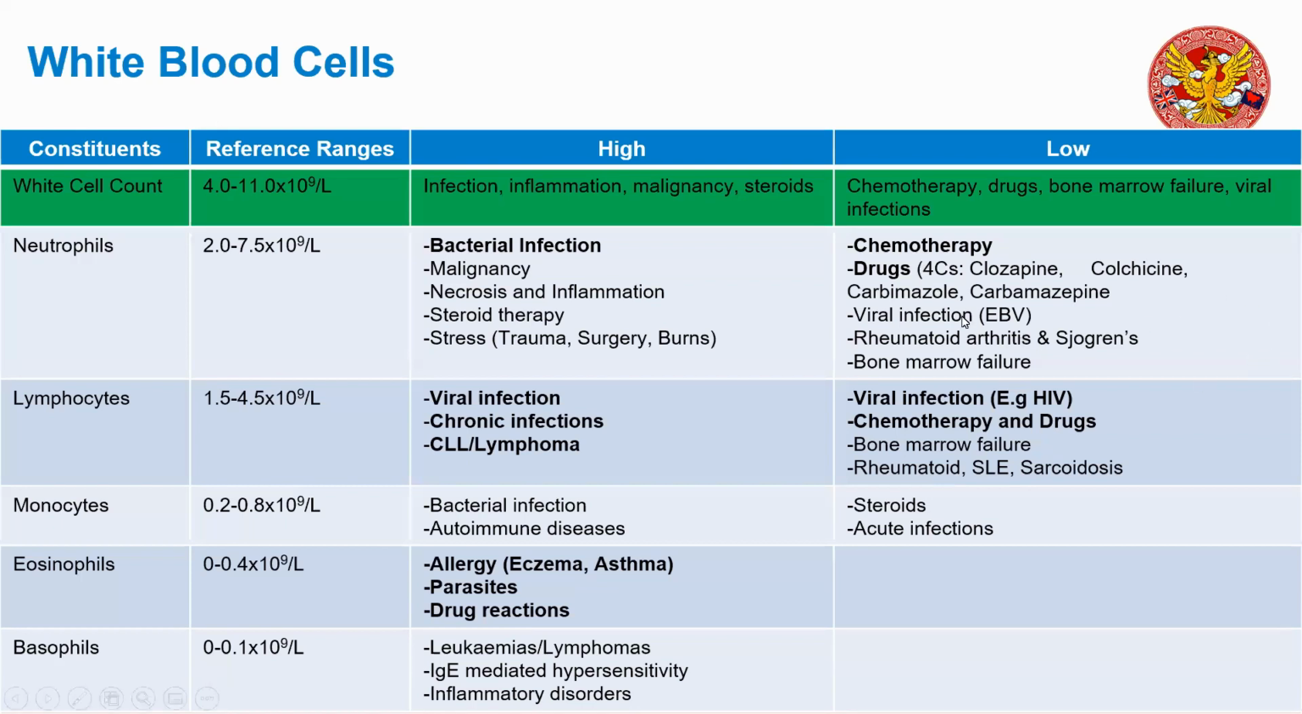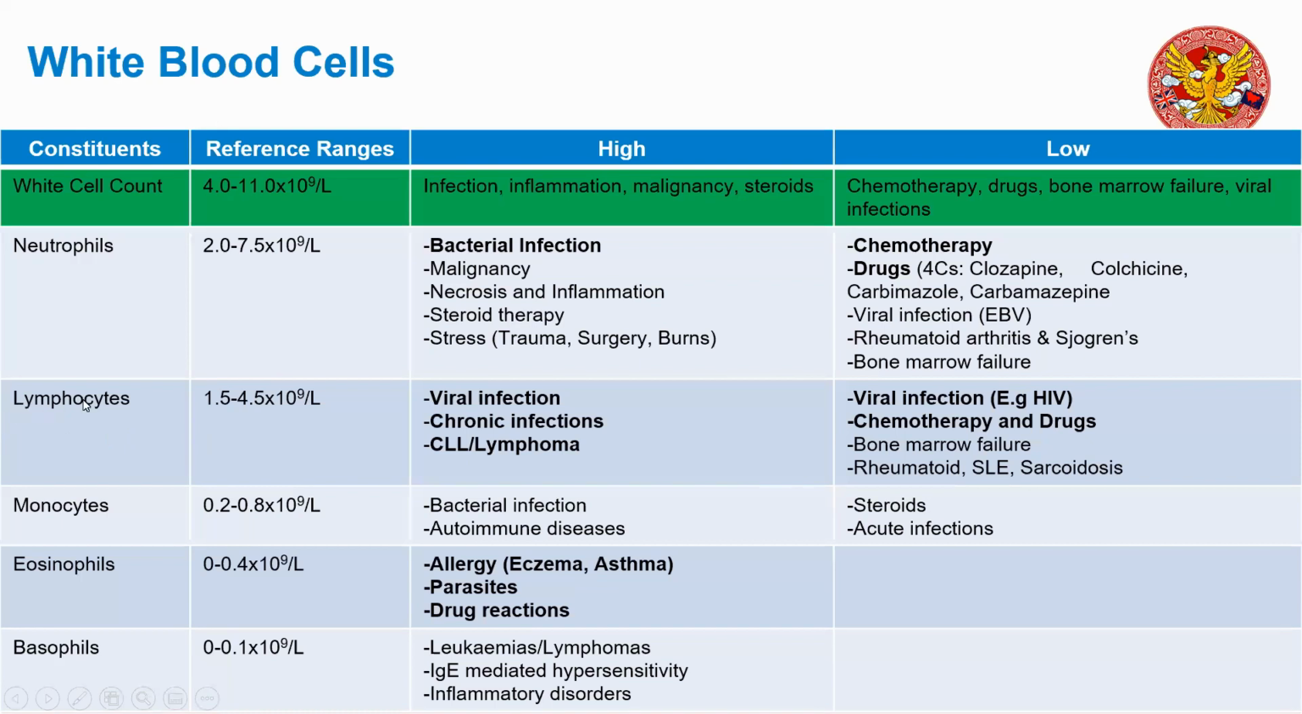Some of the other things that could cause a low neutrophil count are viral infections, so EBV or mononucleosis can cause a low neutrophil count, and other inflammatory conditions such as rheumatoid arthritis and Sjogren's. And obviously you have your bone marrow failure. Essentially, bone marrow failure can affect all white blood cell types, because your blood cell production is impaired.